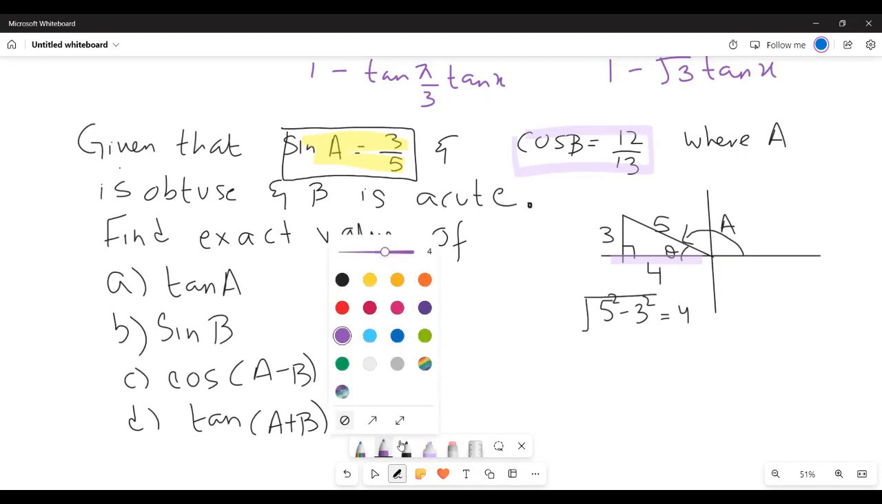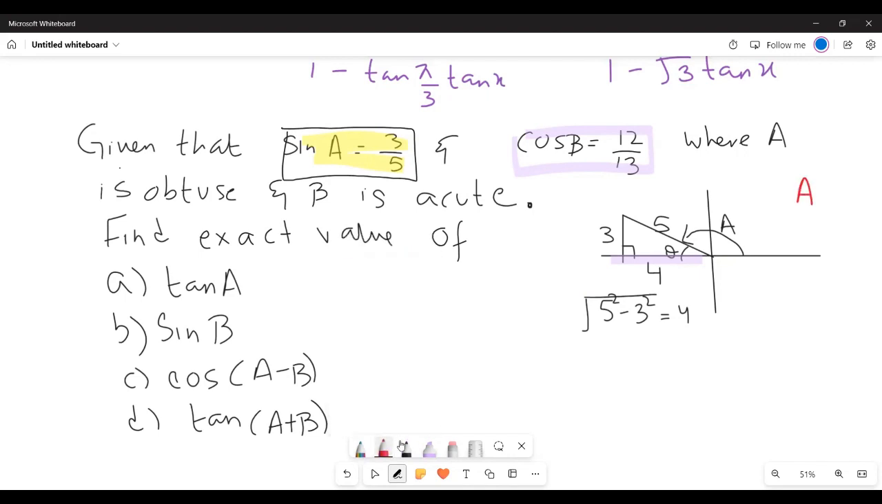From ASTC, we know that in the first quadrant, all three trigonometric ratios are positive. In the second quadrant, only sine is positive. In the third quadrant, only tan is positive. And in the fourth quadrant, only cos is positive. Add sugar to coffee. So if sin A is 3 by 5, then what will be cos A?